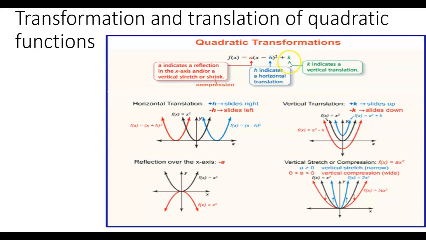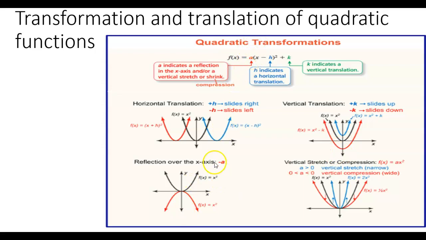However, the y translation here is positive, so that'll go up if it's positive or down if it's negative. That will stay the same. So here's your horizontal translation. Here's your vertical translation. So a positive k, that's a positive constant at the end, will move it up, and a negative constant will move it down.